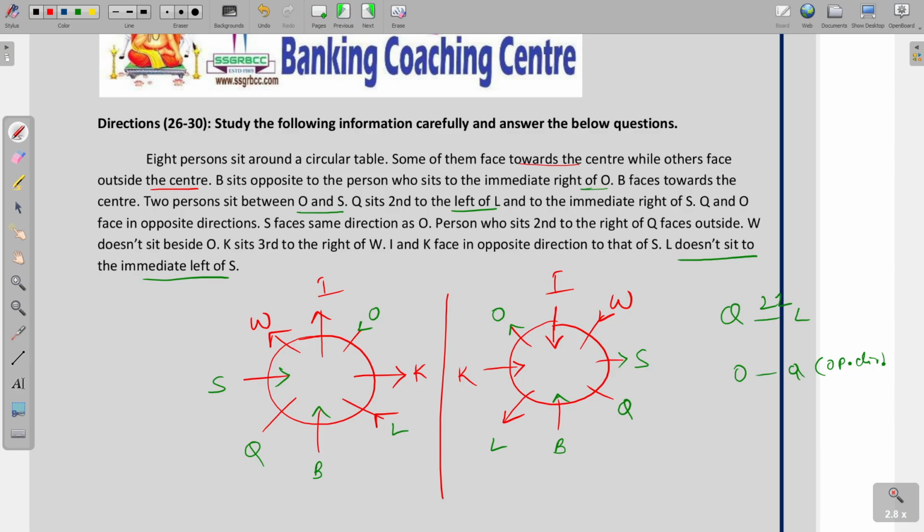And what is the remaining? So, see, person who sits second to the right of Q faces outside, second to the right of Q facing outside. Okay. And also Q here and second to the right of Q facing outside of the table. Okay. So, what is the correct possibility in these both? So, see, I is placed outside. Okay, this is not correct. So, this one is the correct possibility and let us move on to the questions.